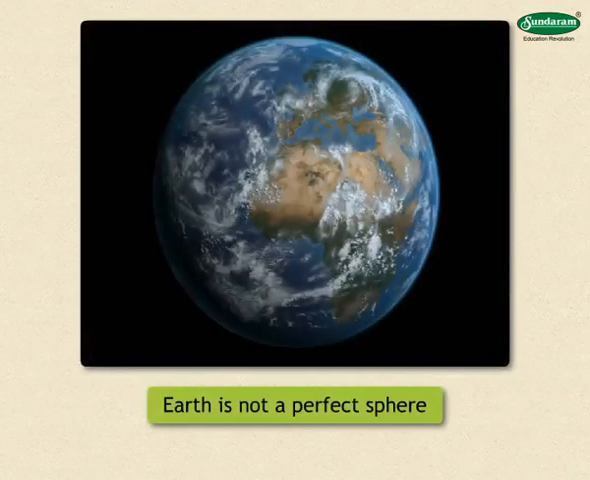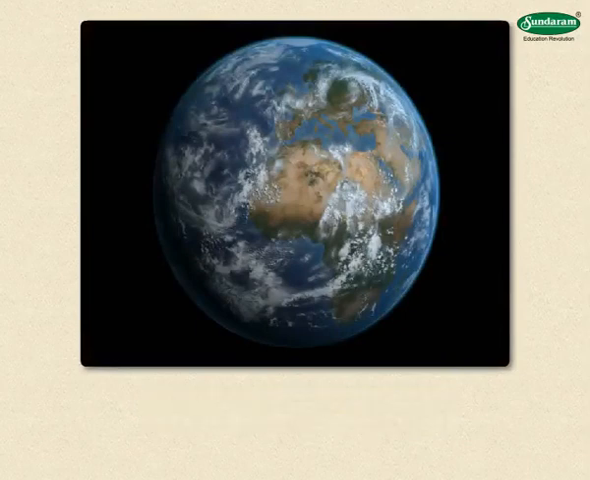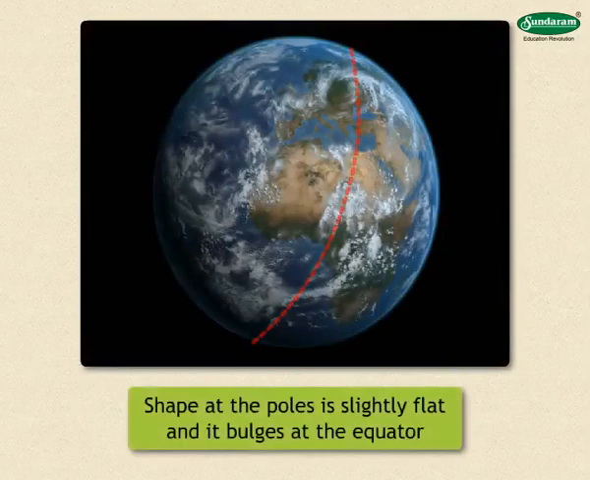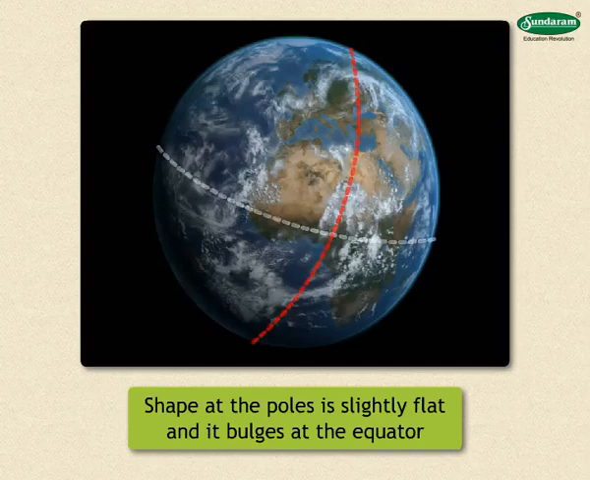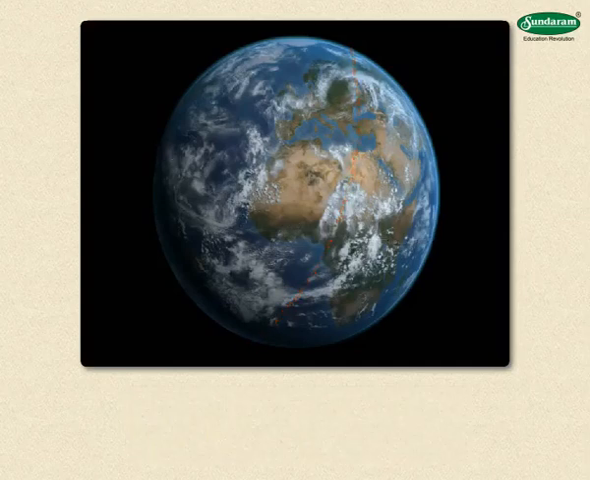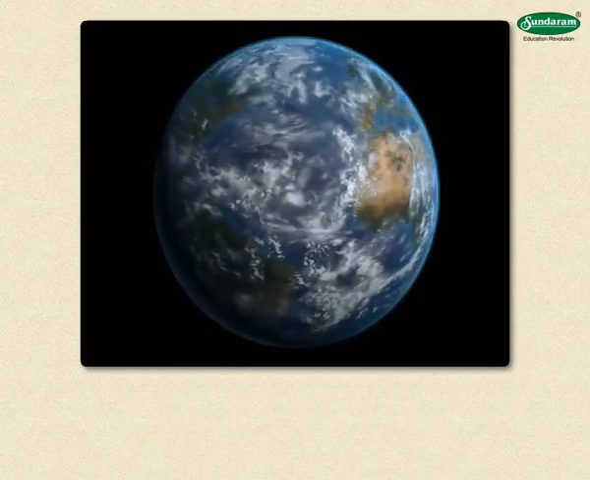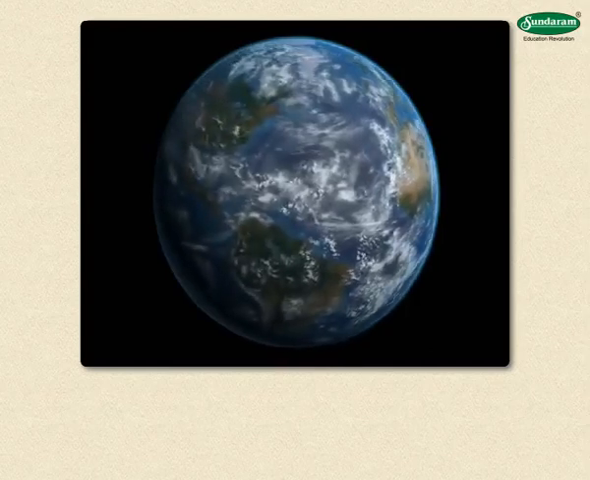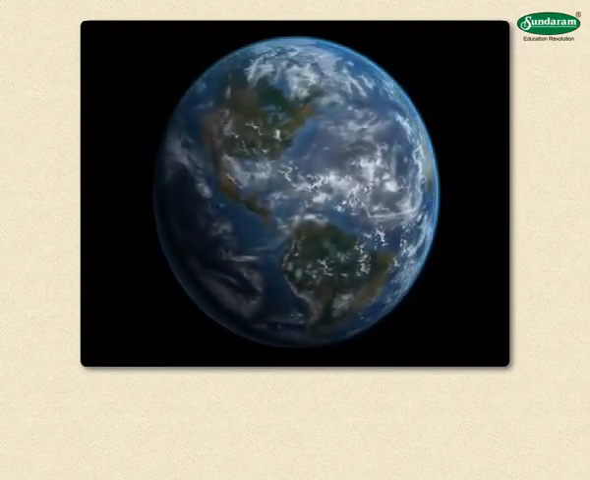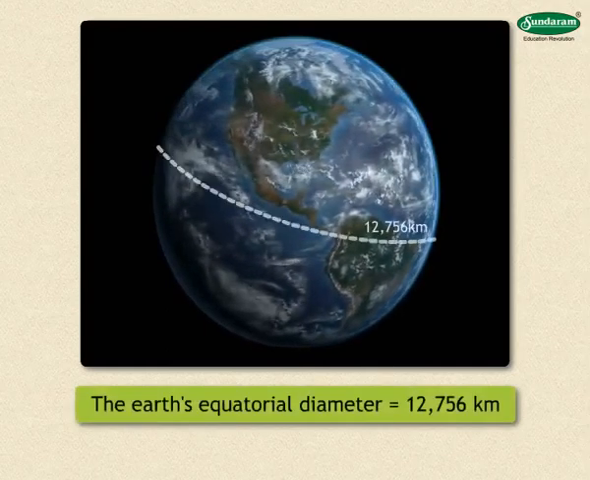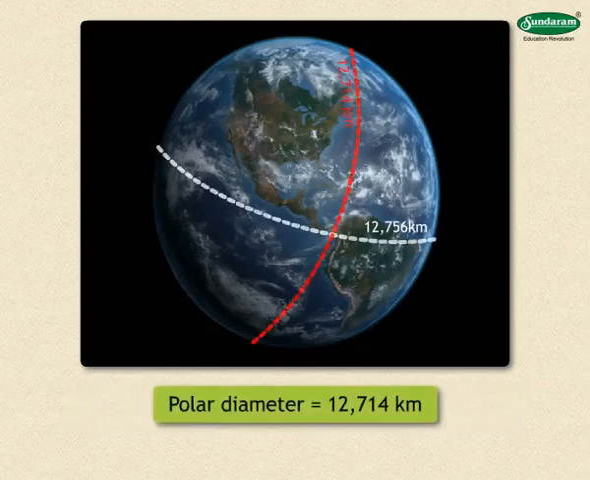However, the Earth is not a perfect sphere. Its shape at the poles is slightly flat and it bulges at the equator. The Earth rotates on its axis, and it is this that has led to the bulge at the equator and the relative flatness at the poles. The Earth's equatorial diameter is 12,756 kilometers and its polar diameter is 12,714 kilometers.